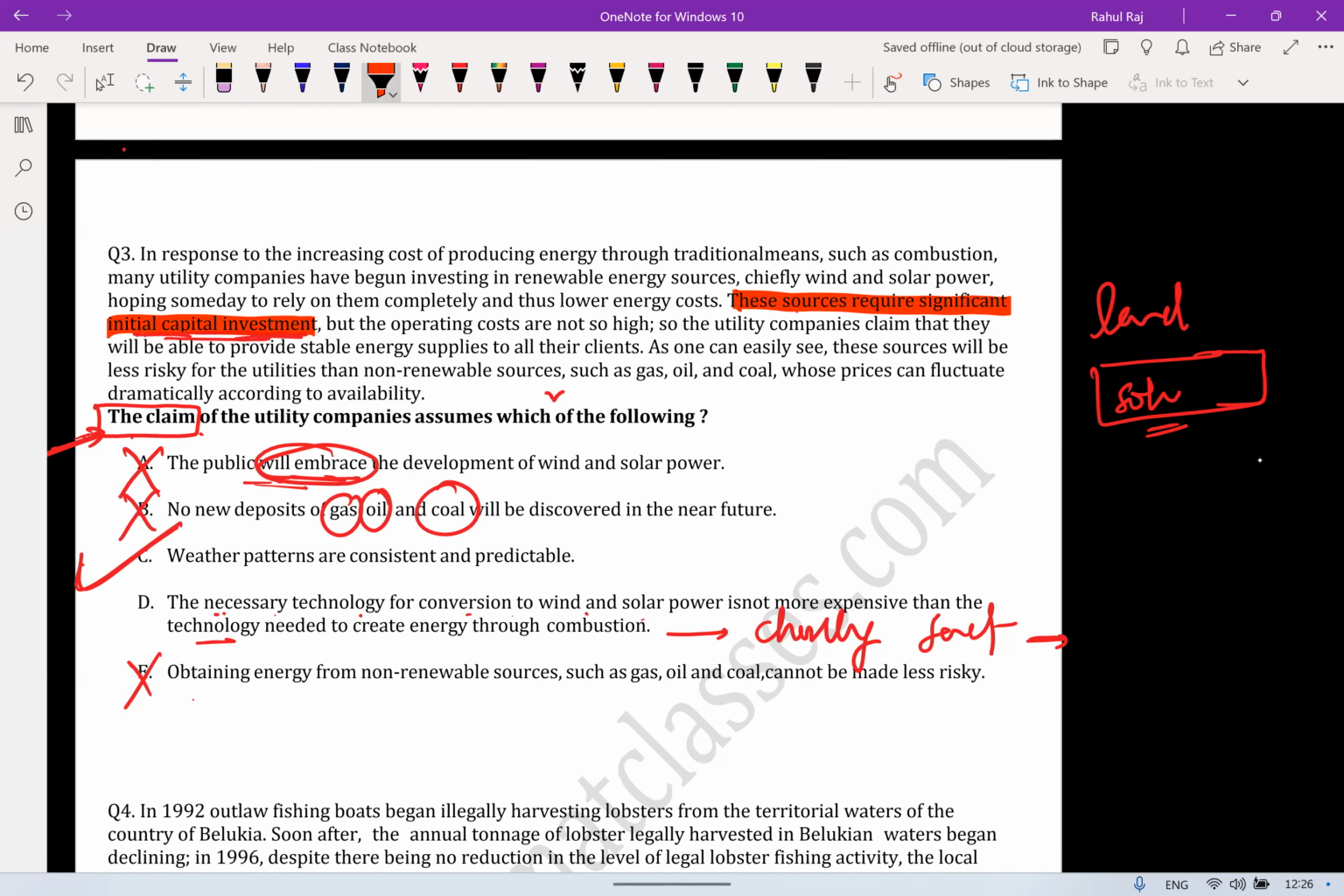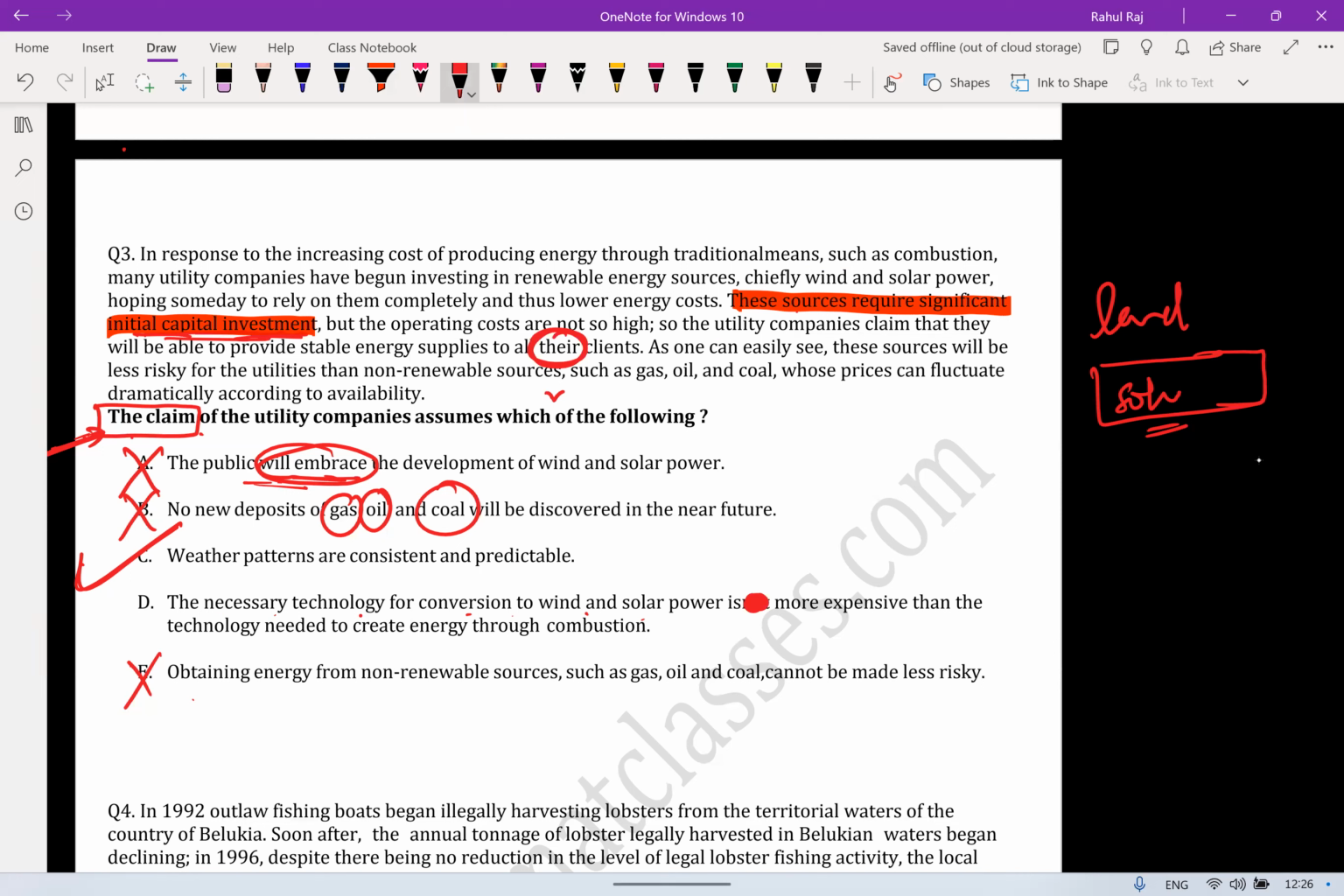Riddhi, is this making sense? Yes or no? But when you negate it, doesn't it weaken the argument? How can it weaken the argument? Let's negate it. The necessary technology for wind power and solar power is more expensive. Agreed? Then what is your claim, Riddhi? That the utility company claims they'll be able to provide a stable source of energy to their clients. Be very sure about the wording. This is how you do it.